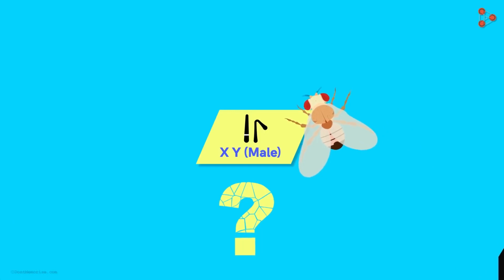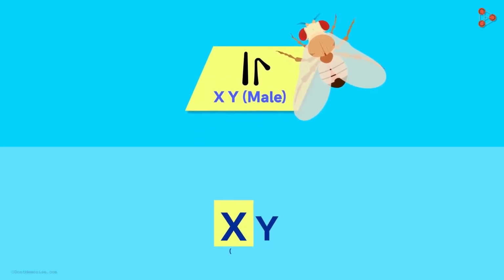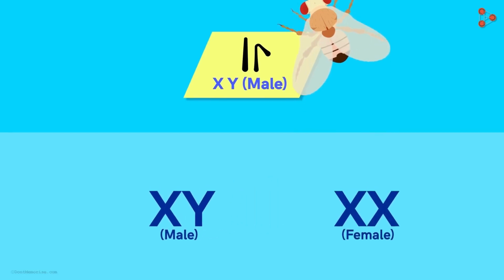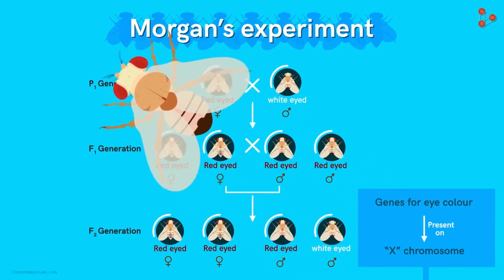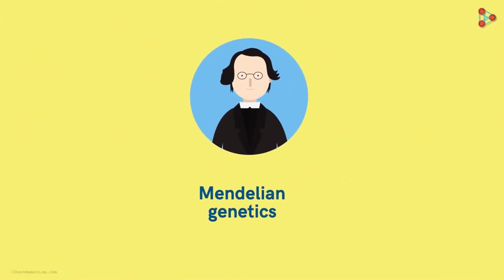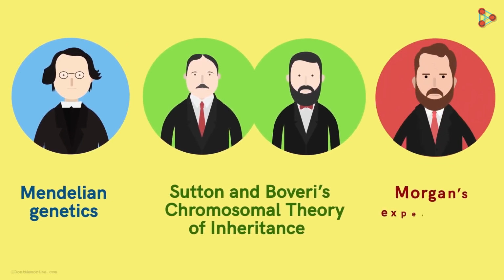Now, what if the alleles would have been present on the Y chromosome? Then the trait would have been visible only in males. That's because in organisms like Drosophila, males have 1 X chromosome and 1 Y chromosome, and females have both X chromosomes. To summarize, this experiment helped Morgan to prove that genes are present on chromosomes. Also, he could find out that the genes for eye color were present on the X chromosome in the fruit fly. This also indicated the fact that genes are passed from one generation to the other. This is how Mendelian genetics, as well as Sutton and Boveri's chromosomal theory of inheritance, were both proved better with Morgan's experiments.